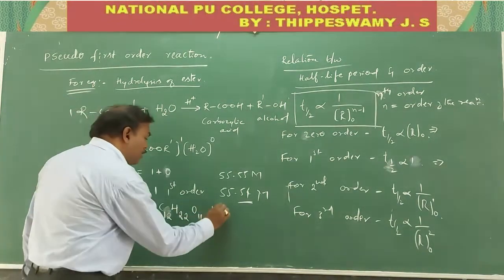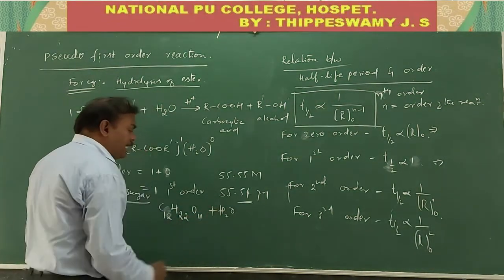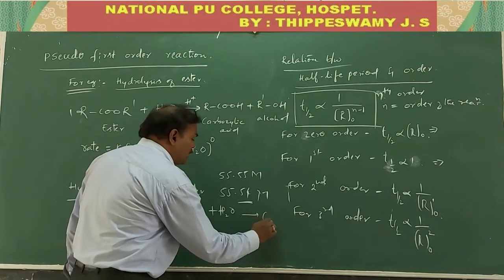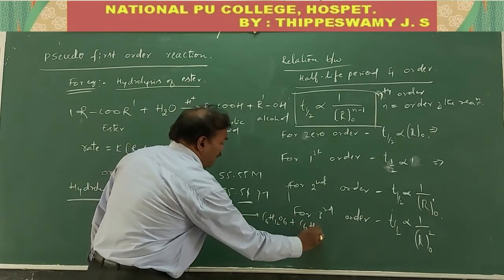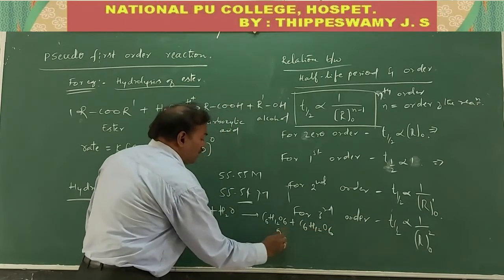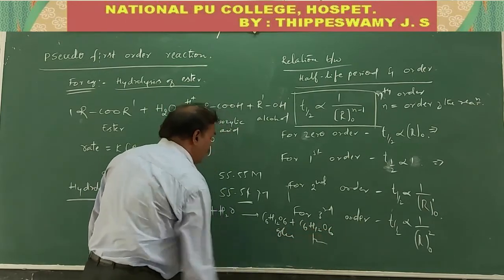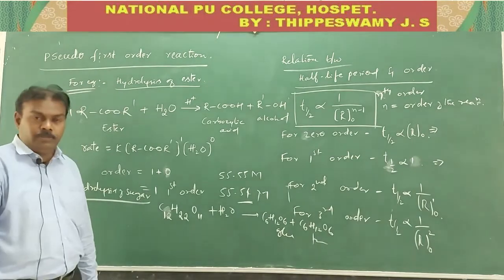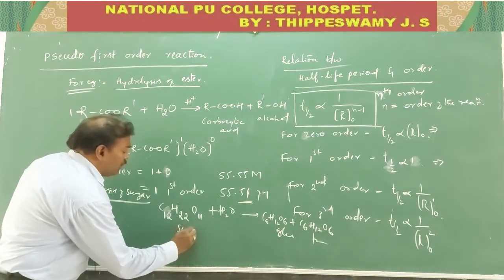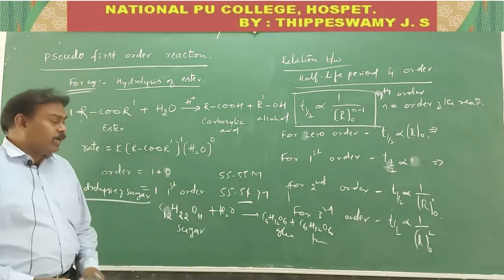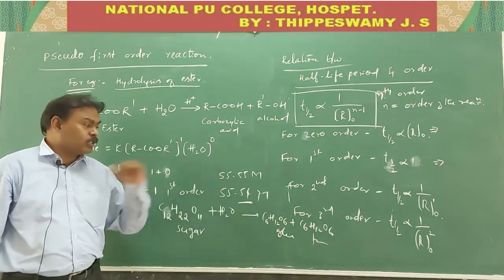When it undergoes hydrolysis, what does it give? It gives C6H12O6 plus C6H12O6. One is glucose and one is fructose. This is the reaction. Here the sugar is called sucrose only, undergoing hydrolysis, giving glucose and fructose.